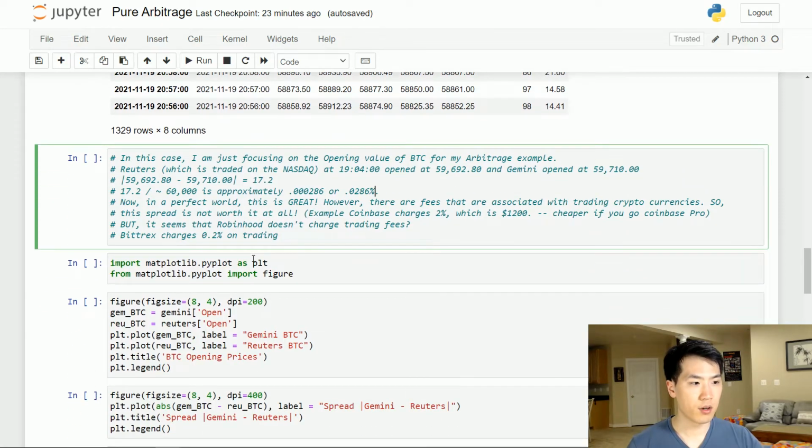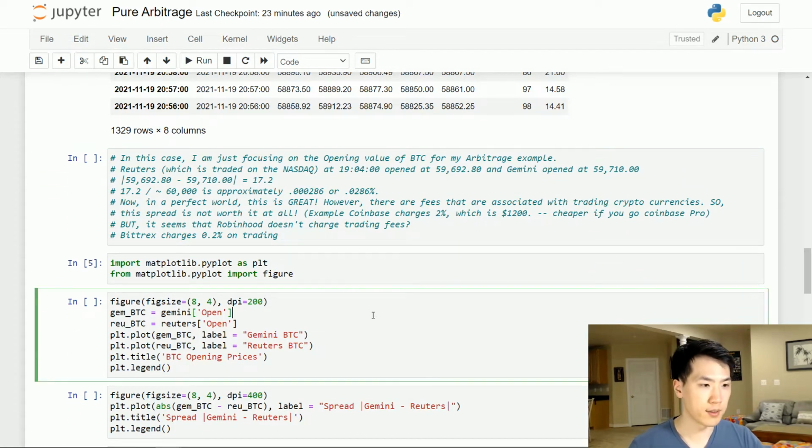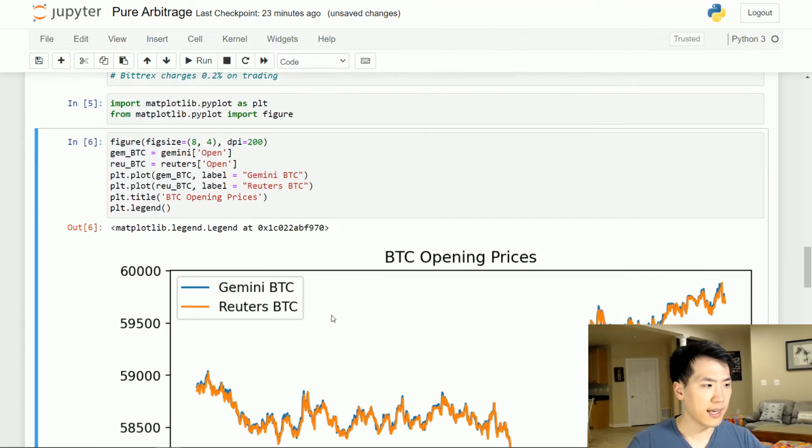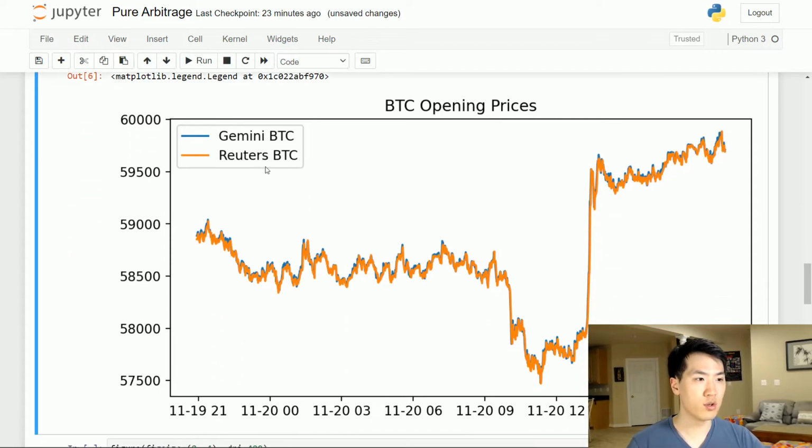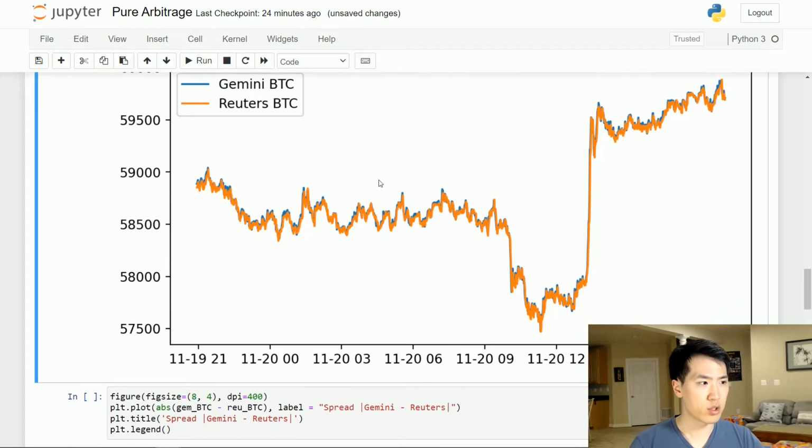Okay, so let's go ahead and start plotting some stuff. I just plotted the opening prices within the two different exchanges. Notice that sometimes Gemini is a little bit higher valued, and sometimes lower valued. It sort of just fluctuates. And notice that the lines are not identically on top of each other. And this presents an opportunity for the trader. So those are just the opening prices.